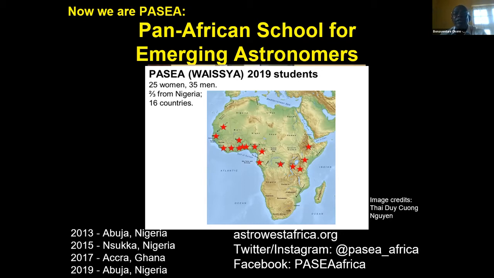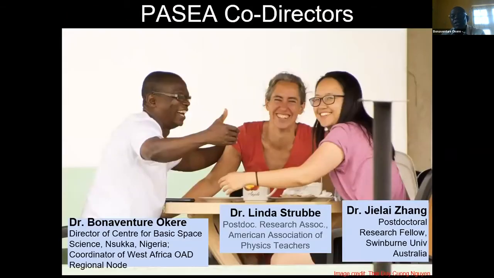The last edition we had in 2019 had about 25 women and 35 men from the host country, and 16 other countries shared the remaining, some one, some two. That's how it started, and that's why we named it Pan-African, to make it a purely African program. This school is coordinated by three directors: myself, Linda, and July. July is a postdoctoral research fellow in Australia, while Linda is an associate professor in the American Association of Physicists. The three of us are pioneering this, though we have many more able people too.